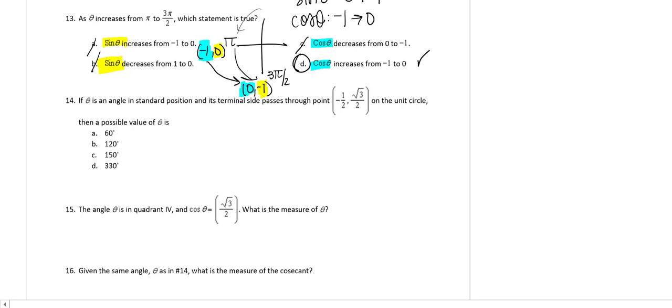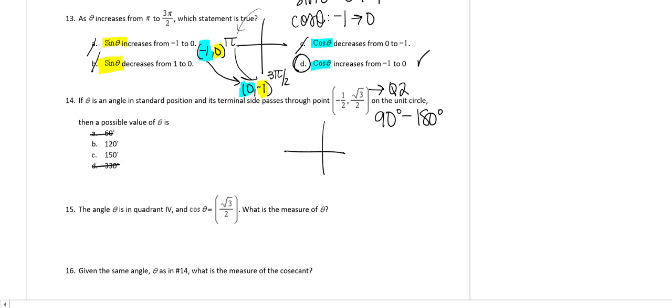If theta is an angle in standard position and its terminal side passes through the point negative 1/2, square root 3 over 2, then a possible value of theta is, all right, x is negative, y is positive. Guys, this is going to be in quadrant 2. So we know we need to be between 90 and 180 degrees. So let's get rid of A and D.